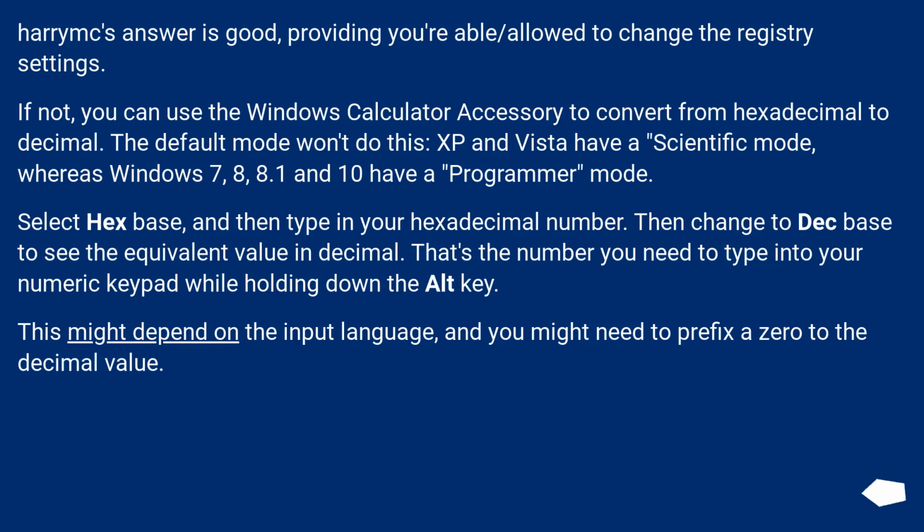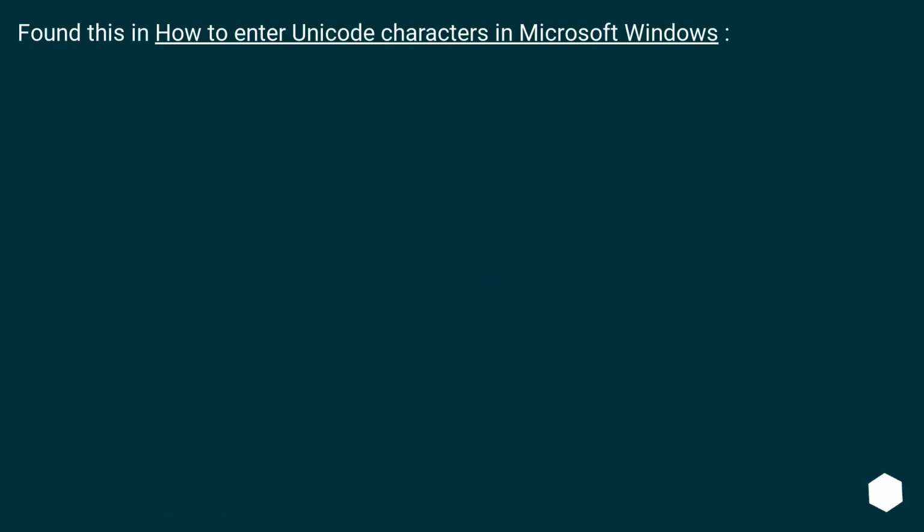Select hex base, and then type in your hexadecimal number. Then change to dec base to see the equivalent value in decimal. That's the number you need to type into your numeric keypad while holding down the Alt key. This might depend on the input language, and you might need to prefix a 0 to the decimal value. Found this in How to Enter Unicode Characters in Microsoft Windows.